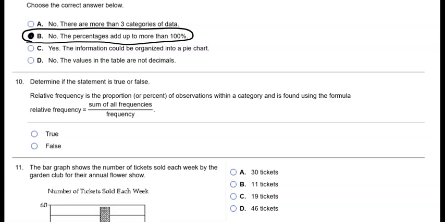Determine that statement is true or false. If the question asks you, is this the true formula for relative frequency? This is not. This is the other way around. It has to be the reciprocal. It has to be frequency divided by the sum of all frequencies, that is going to be relative frequency. So question number 10 is obviously a false formula.